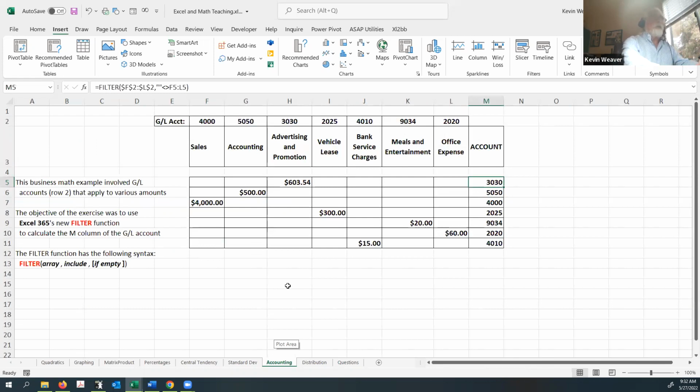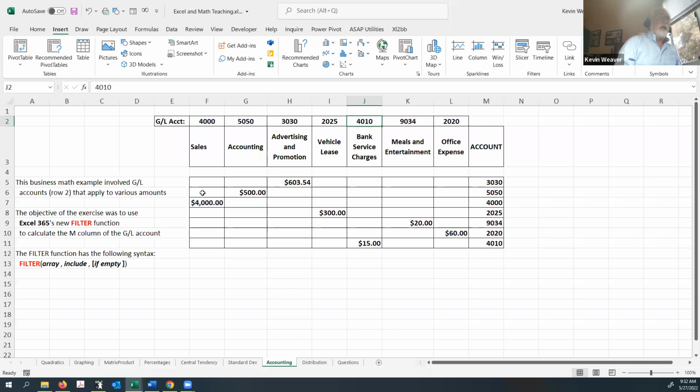This was an interesting problem that came from a business math course that I taught, where in an Excel file, the students had these categories for their account. And sales was a general ledger account called 4000. Accounting was a general ledger account called 5050, and so on. Banking service charges were 4010.